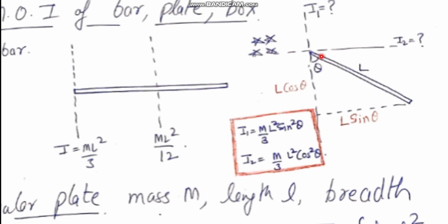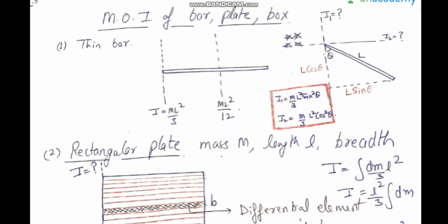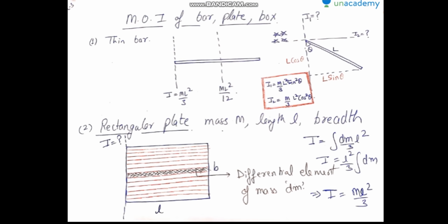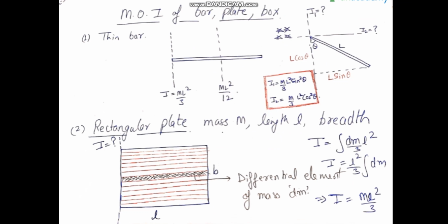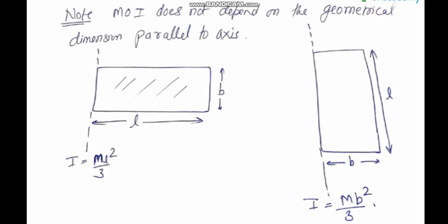For this axis, the perpendicular distance is L cos theta. So for this axis, the moment of inertia will be m by 3 L square cos square theta. So with the help of these examples, I wanted to inform you that the moment of inertia will not depend on the geometrical dimension parallel to the axis. It will depend on the geometrical dimension perpendicular to the axis. So the moment of inertia will not depend on the dimension parallel to axis.